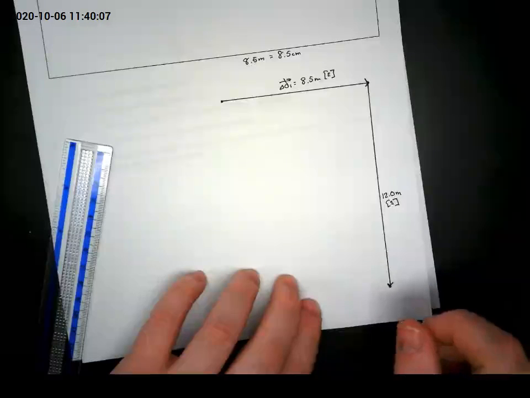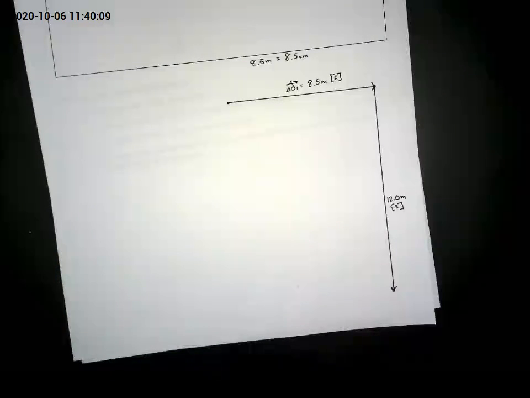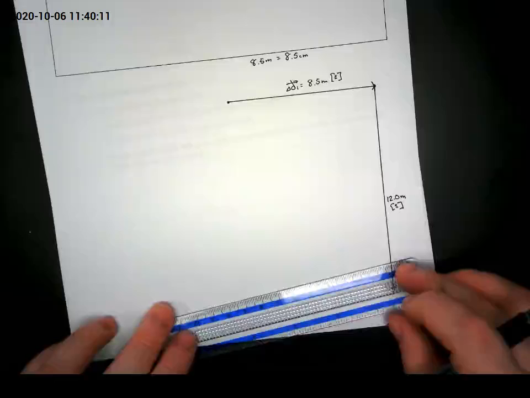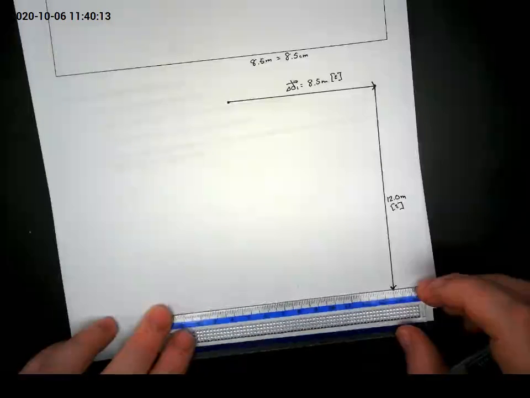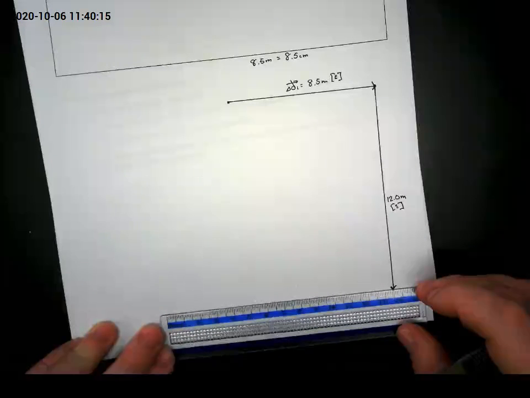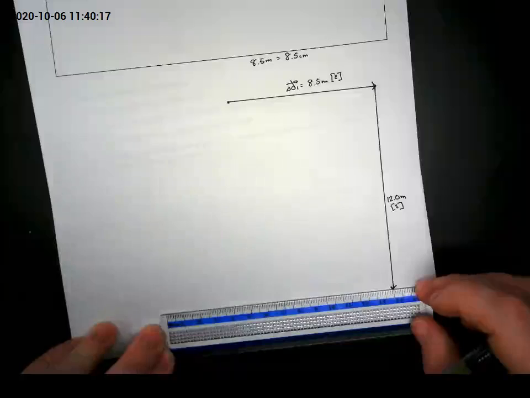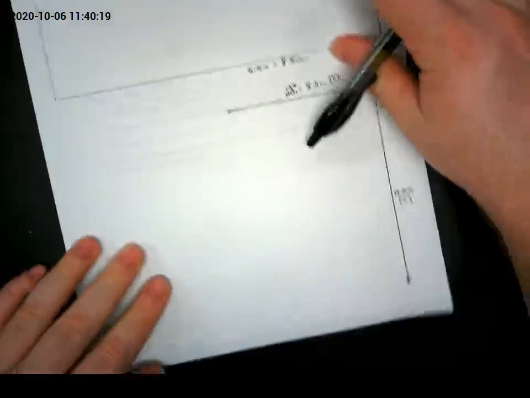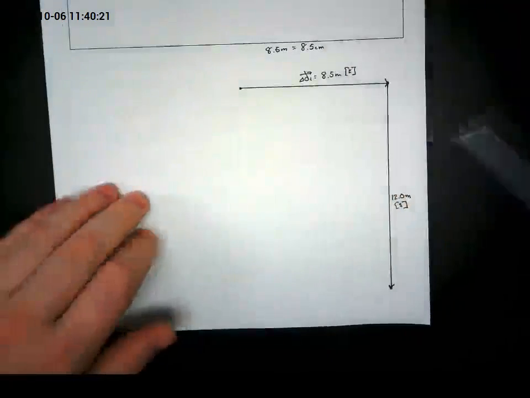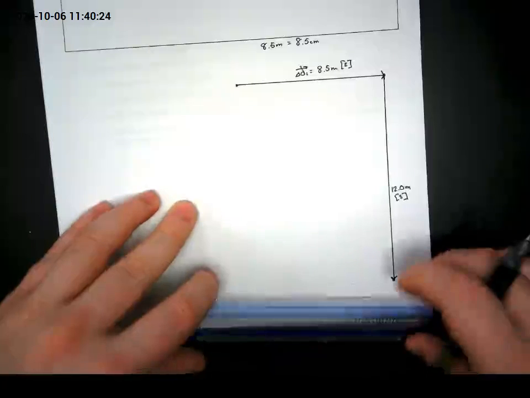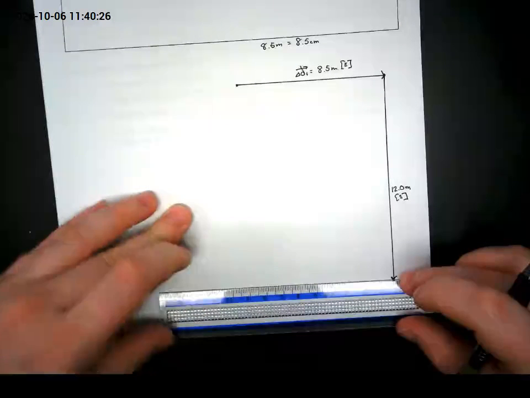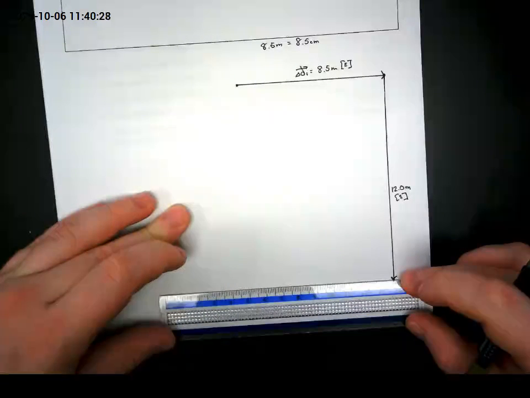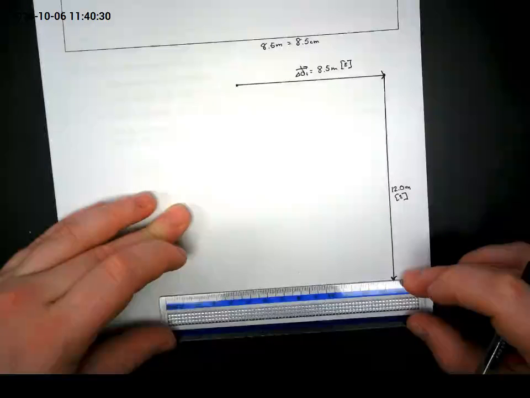And then he runs 13.5 meters west. I'm trying to make things nice and square and look good. So 13.5 meters west.